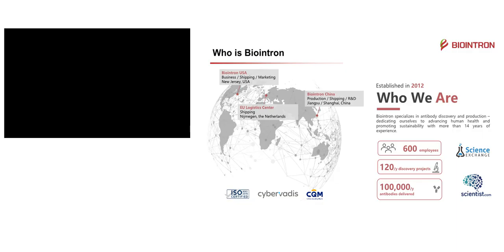And lastly, I'll take a few minutes to introduce who Biointron is. We are a CRO company focusing on preclinical antibody discovery and production. We have more than 600 employees, and we run about 100 discovery projects per year, and we generate about 100,000 antibodies per year recombinantly.